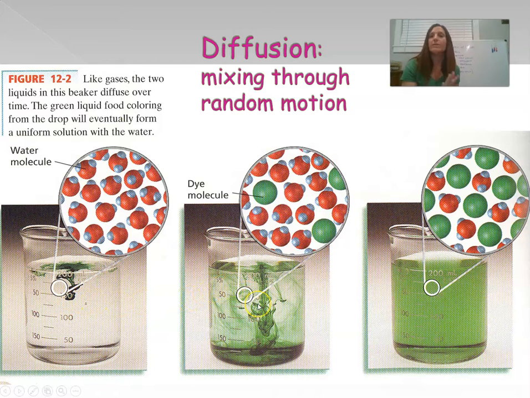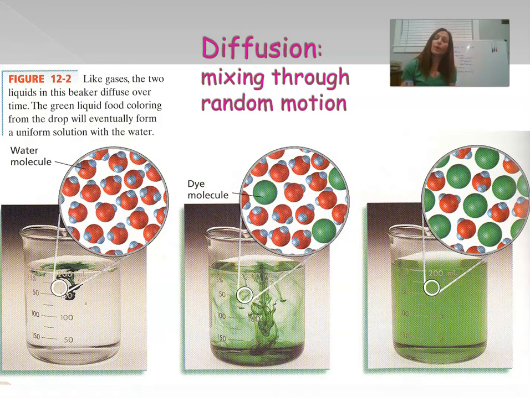And over time, even if you don't stir it, that food coloring is going to diffuse throughout the liquid. Now, of course, you could speed that up by stirring it or agitating it. That's a whole other story for solutions. But we're talking about how these liquids will eventually mix and become completely evenly spread out, with these green dye molecules mixed between the red and blue water molecules, completely evenly spread out over time. And that's because of their random motion.